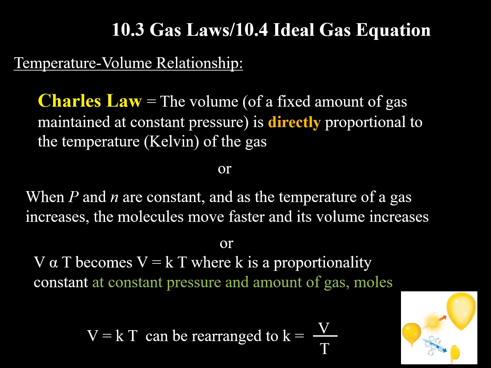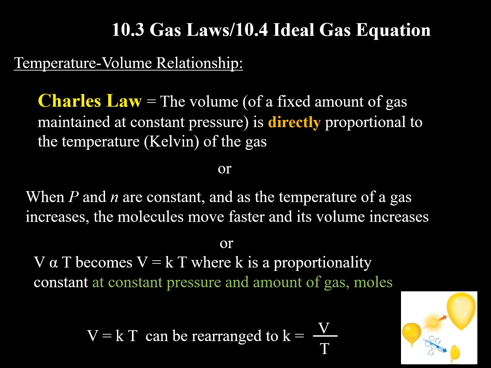The second law is Charles' law, and it says the volume is directly proportional to the temperature. This is again at a fixed amount of gas and constant pressure. So if I took a balloon and put it in the freezer, the balloon will shrink. So as the temperature decreases, the volume will decrease. This is a direct proportionality relationship.